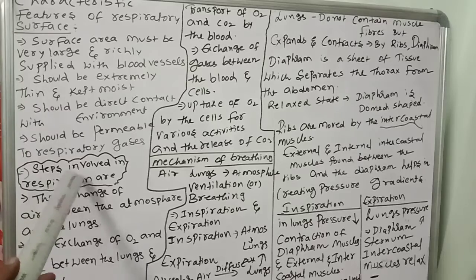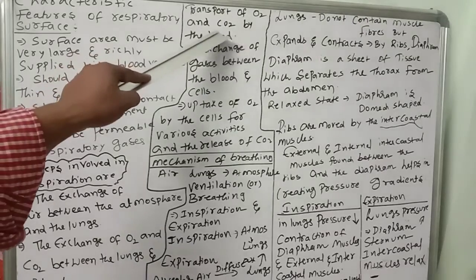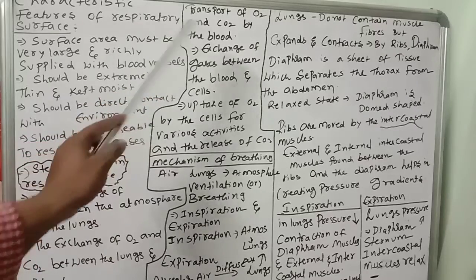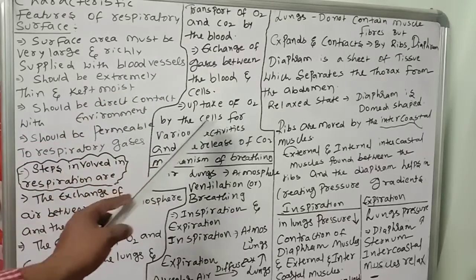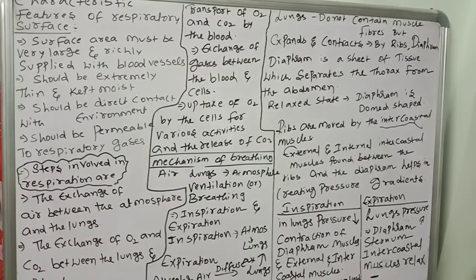The next steps involved in respiration are the exchange of air between the atmosphere and the lungs, the exchange of oxygen and carbon dioxide between the lungs and blood, then transport of oxygen and carbon dioxide by blood, then exchange of gases between the blood and cells, then uptake of O2 by the cells for various activities and the release of carbon dioxide. Like this, these are the very important steps involved in respiration. Why? Because each and every cell is involved in respiration. That's why it is called cellular respiration.